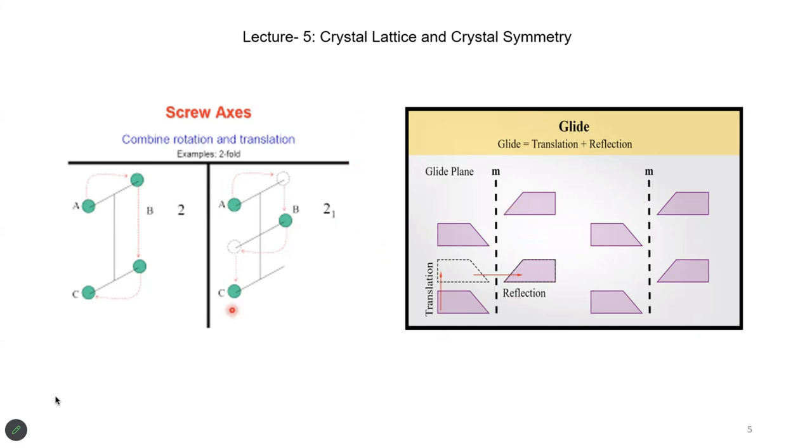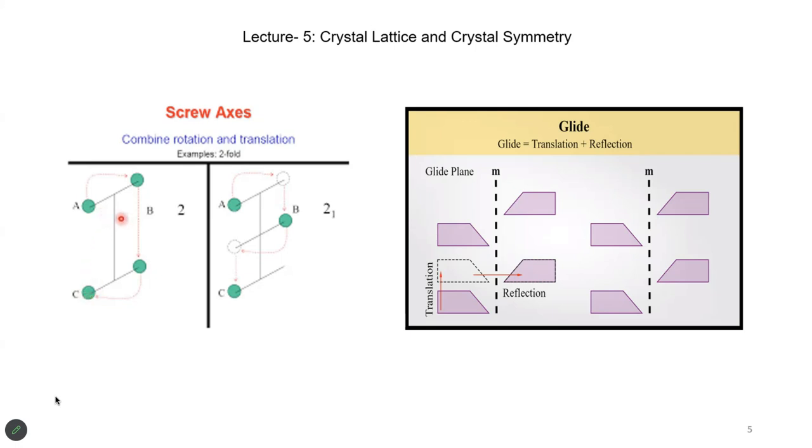So here I have shown an example of screw axis. Here you see a two-fold rotation first, and then I show how a screw axis develops. Now let's say we take a position A, and a two-fold rotation means we rotate it at 180 degrees, and then we find the equivalent position B. Then this is just another point of the unit cell, rotating 180 degrees, and then we got C.